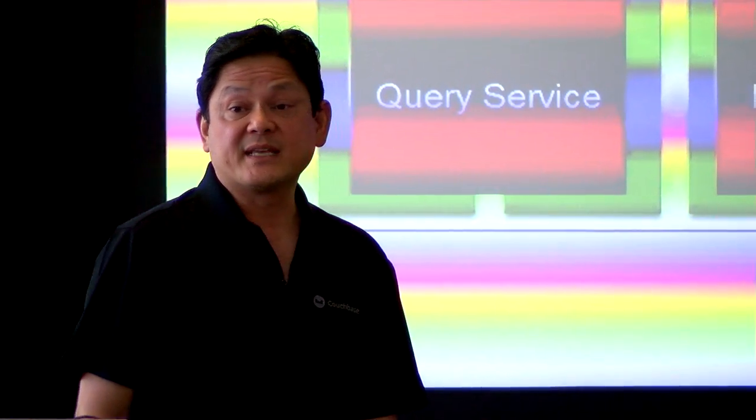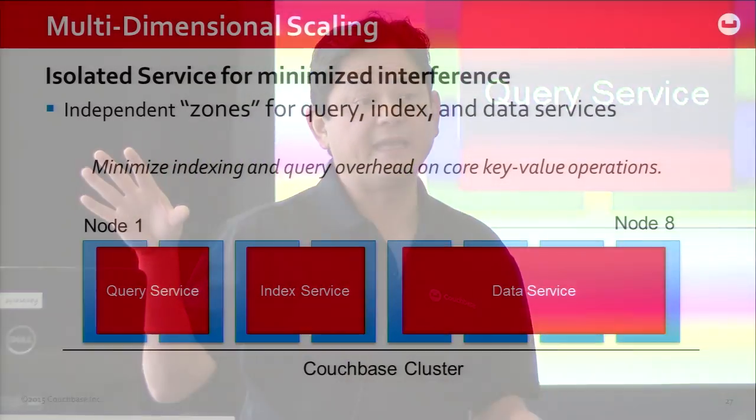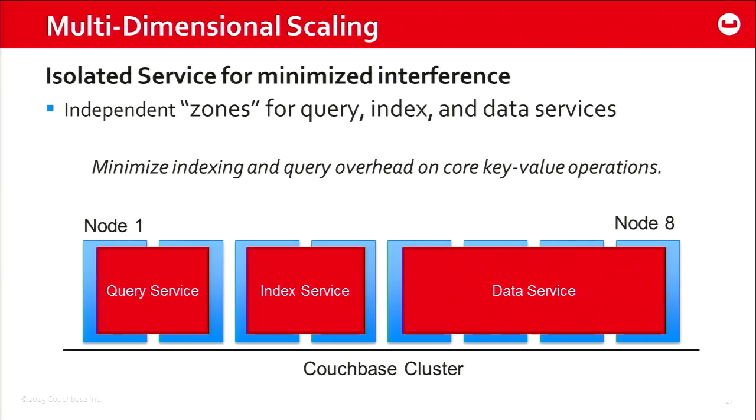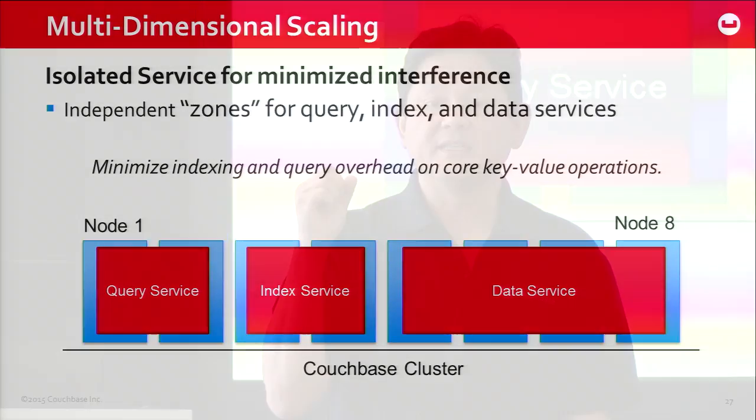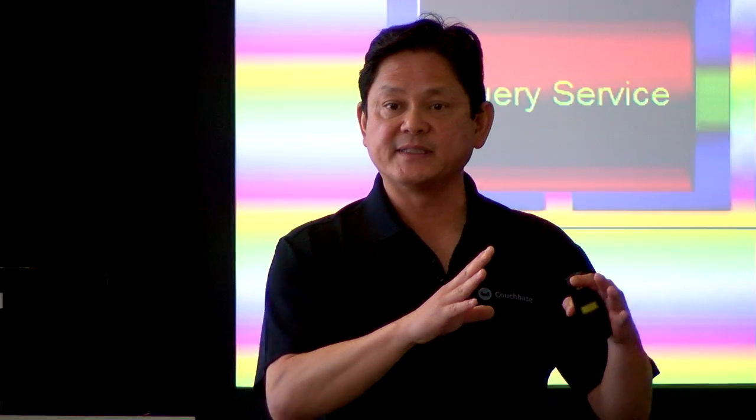With multidimensional scaling, you have the option to separate out the services, as shown in the keynote demo, and run them on different nodes. This minimizes the interference of one service on another, say on the data service. In some deployments, it's very important that the complex query load you have doesn't impact the critical transactional key-value data operations that you're relying on. So in that case, you want to separate them on different servers, and you want to manage and scale them separately.